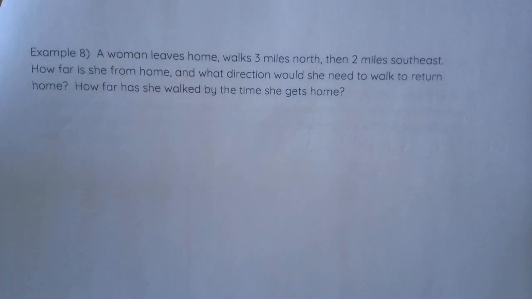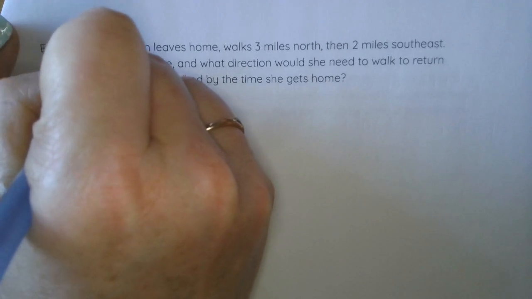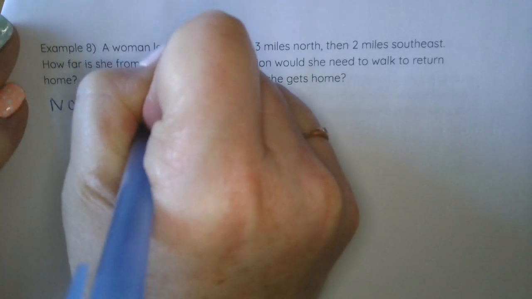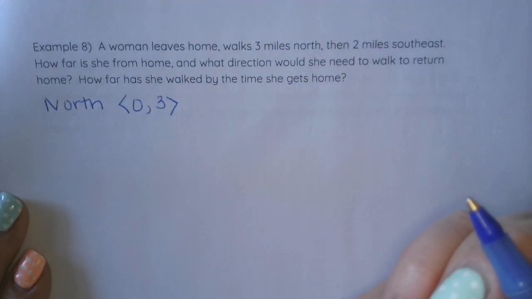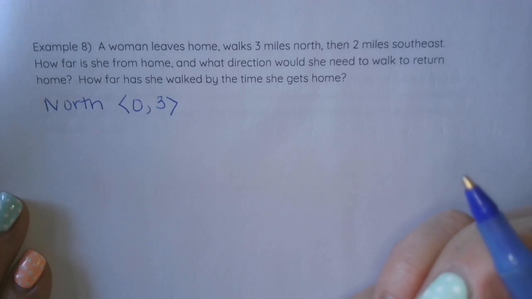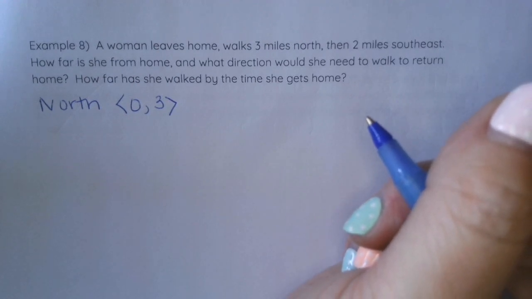A woman leaves home, walks 3 miles north, then 2 miles southeast. How far is she from home, and what direction would she need to walk to return home? How far has she walked by the time she gets home? So if we're starting to walk due north, our north component is 0, 3. Then she moves southeast 2 miles. And then we have to answer all the other questions.